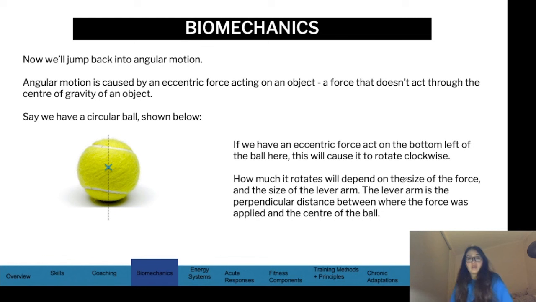Now we'll jump back into angular motion. This is caused by an eccentric force acting on an object, a force that doesn't act through the center of gravity of the object.